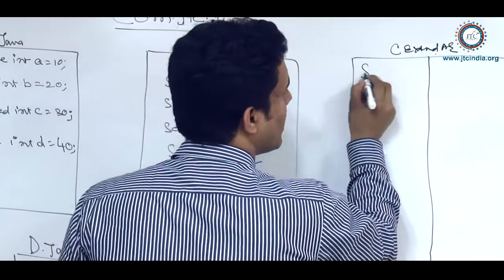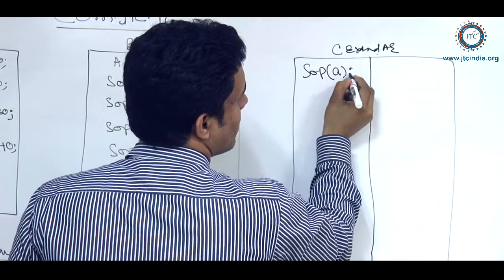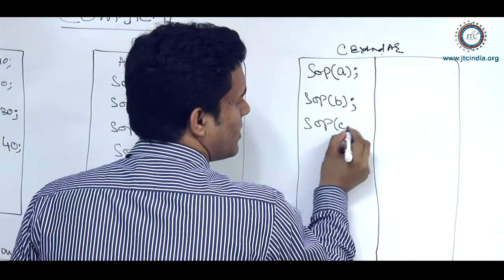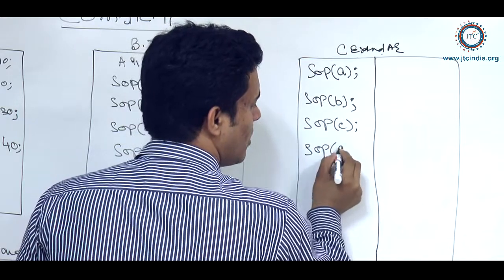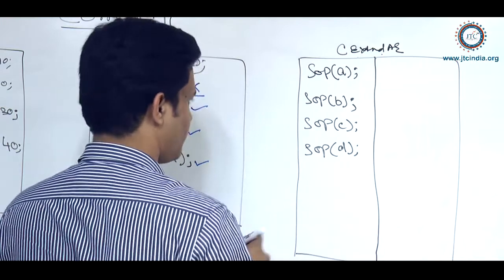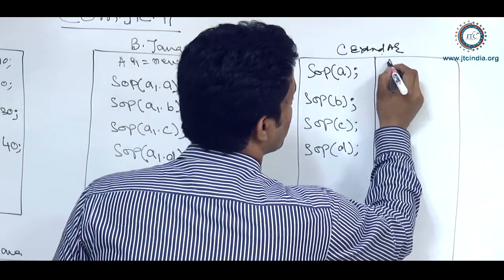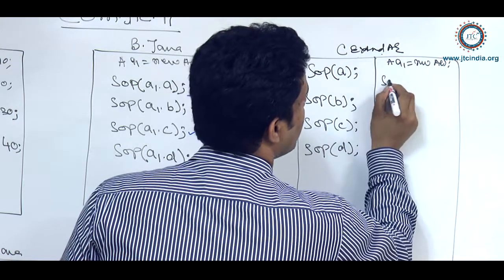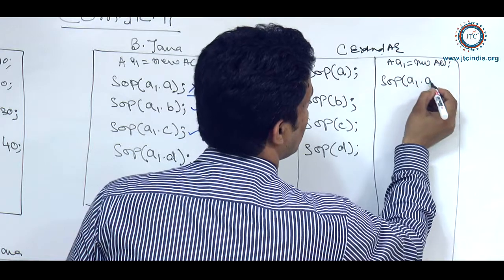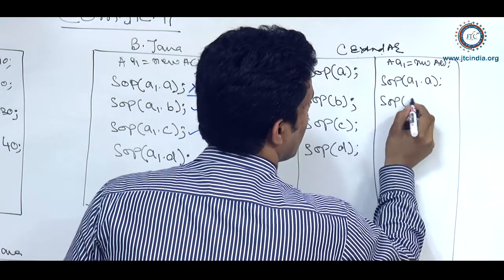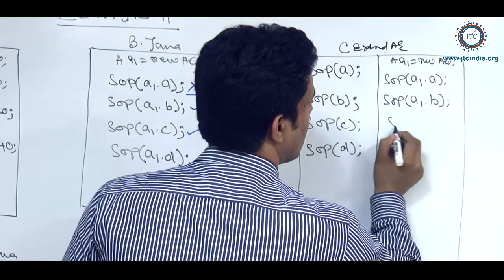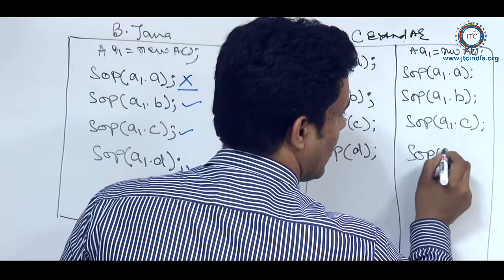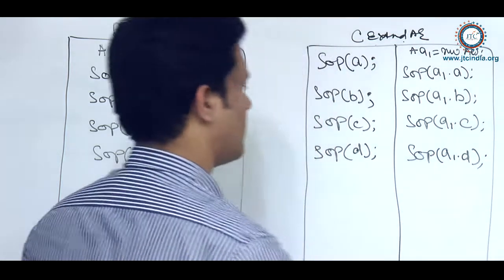So I am writing here SOP of A, SOP of B, SOP of C, and again SOP of D. I am accessing. Here again, we could create the object of A1, new of A, and now again you are trying to access A1 dot A, A1 dot B, A1 dot C, and A1 dot D I am writing, right?